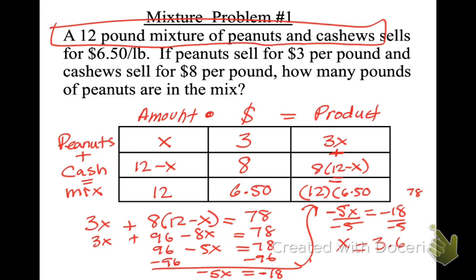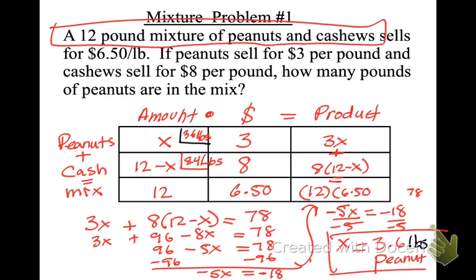And what is that talking about? What units? Pounds, LBS. So I'm going to say x stands for 3.6 LBS. And what about the cashews? 12 minus 3.6, that's 8.4 LBS. It says how many pounds of peanuts are in the mix, so they really only want the peanuts. And you do need to identify that.